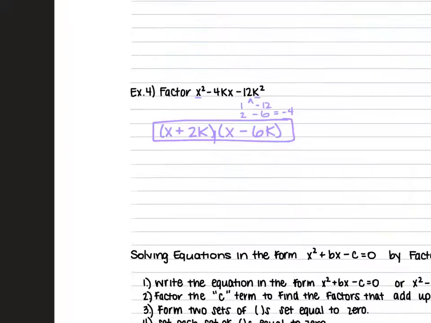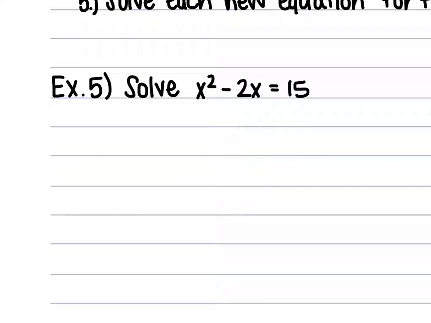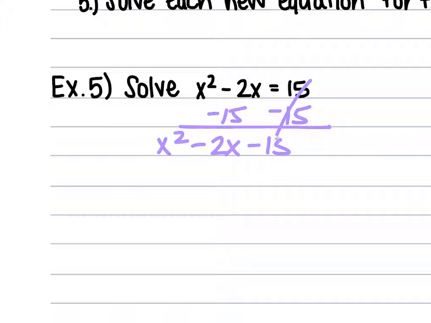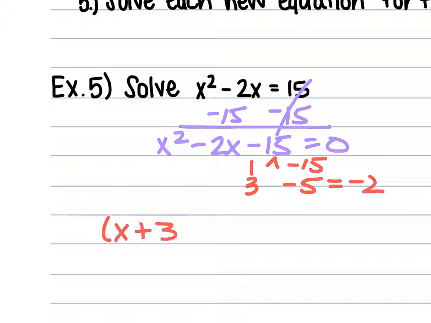In order to solve these, you just want to make sure that everything is set equal to 0, and then you solve for each x. So factor, and then set each set of parentheses equal to 0 and then solve. So for example 5, we have x squared minus 2x is equal to 15. Subtract the 15 from both sides. We have x squared minus 2x minus 15 is equal to 0. Find the factors of negative 15 that add up to be a negative 2. We have 1 and negative 15, 3 and negative 5. That's going to give us a negative 2. So this is going to be x plus 3 times x minus 5 is equal to 0.